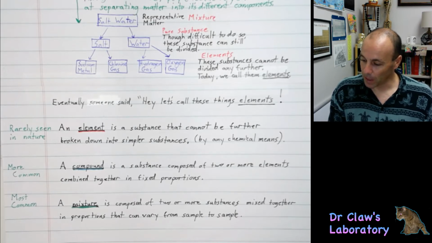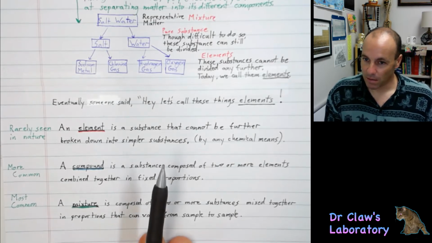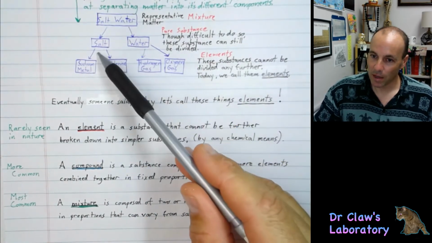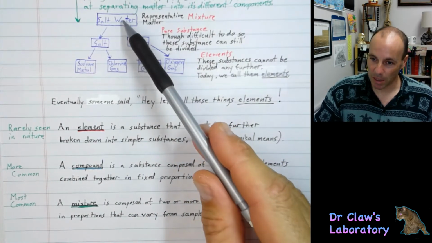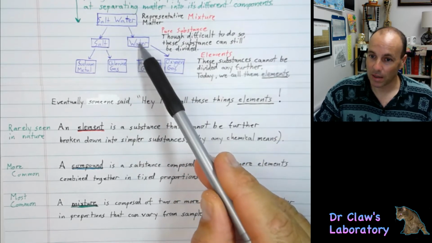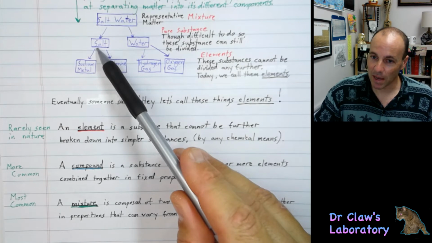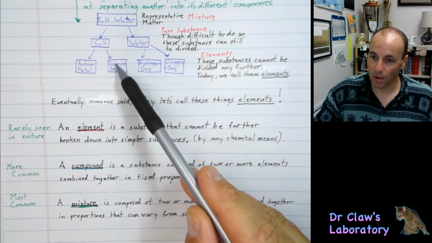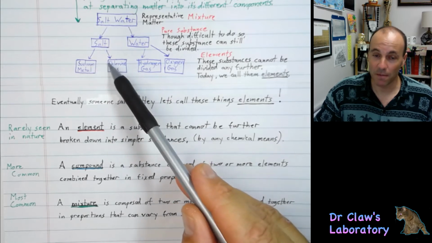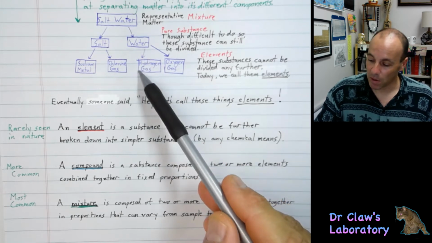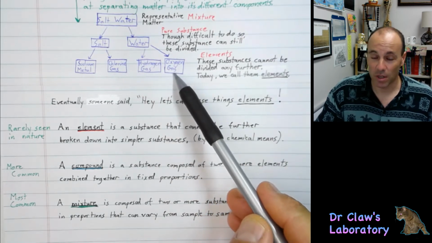So, for instance, when we took this salt and this water and we separated this mixture into salt and water, these are actually compounds. This compound is composed of sodium and chlorine, and it's in fixed proportions. And this compound, water, is composed of hydrogen and oxygen in fixed proportions.